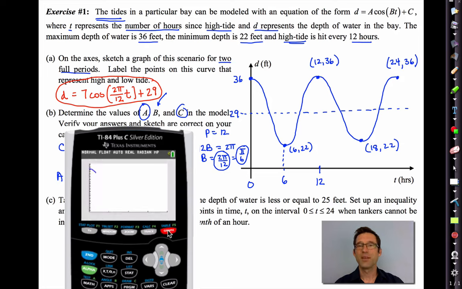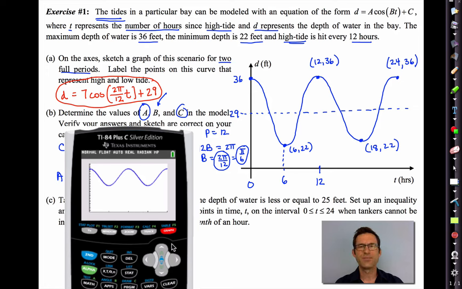All right. It looks good. You know, it's hard to know if it's perfect, but we certainly got our two full periods in there. Looks like it probably has a low around 22 and a high around 36. So I think that we're all set. I think that's a good looking graph.